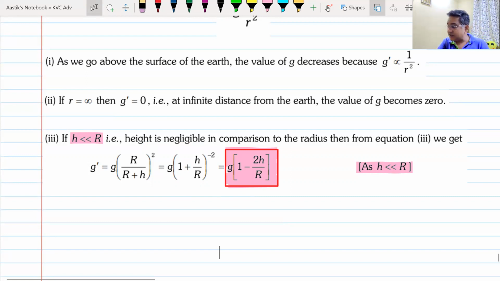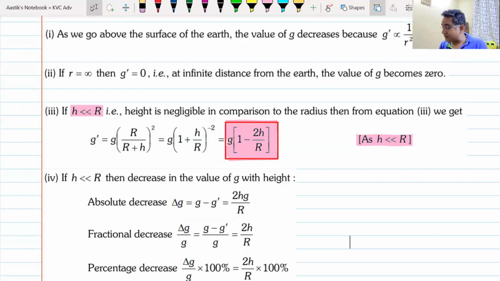And again, I have seen questions based on the percentage of this change. What will be the percentage change? This question may come as an error question, or in the case of gravitation. What is the percentage decrease? What is the absolute decrease? So absolute decrease becomes G minus G dash, fractional decrease becomes (G minus G dash) by G, and percentage decrease becomes that multiplied by 100%. Simple math, nothing else. I'll give you 2 minutes to note this down.